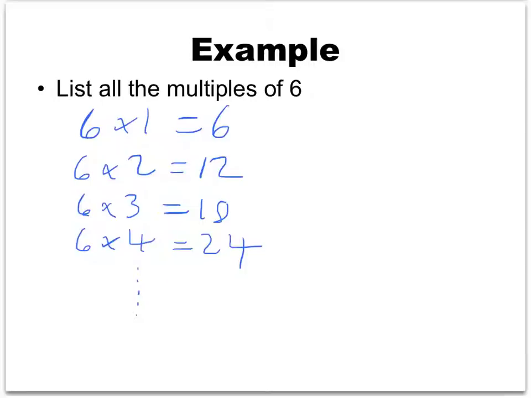So what we see is that we can't list all the multiples. All we can do is list the first few multiples. There's really an infinite number of multiples.